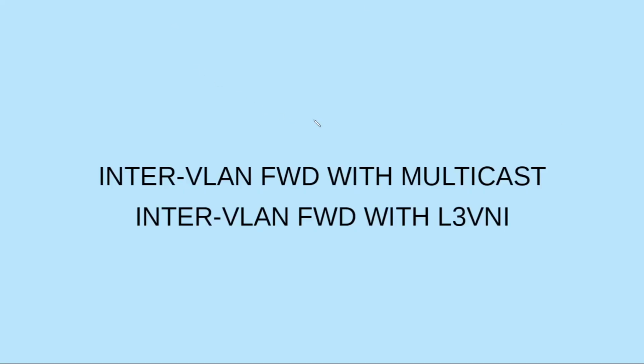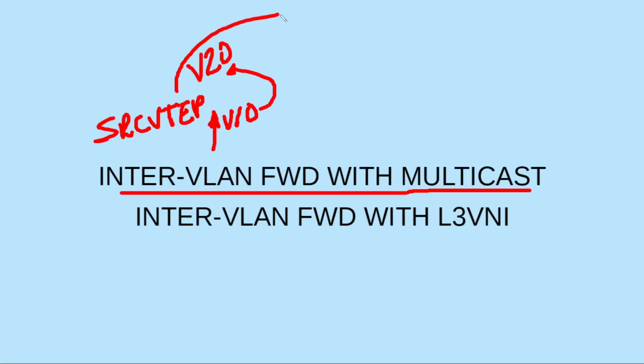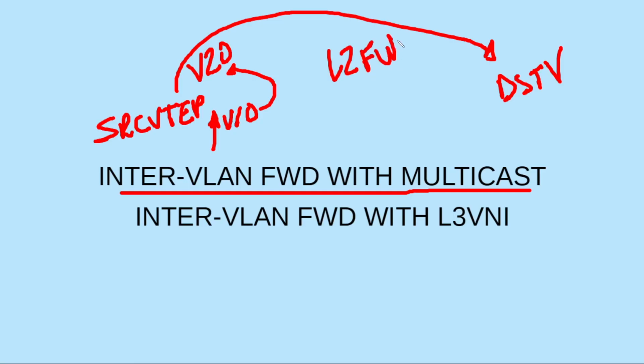This is a summary of what we saw in this session. We talked about the process for inter-VLAN forwarding using multicast. In this case, the source VTEP is going to perform most of the work. It is going to receive the frame that belongs to VLAN 10. In this example, it is going to perform inter-VLAN forwarding to VLAN 20, and it is going to forward this packet to the destination VTEP using regular layer 2 forwarding. In this case, it is going to use a layer 2 VNI that corresponds to VLAN 20.